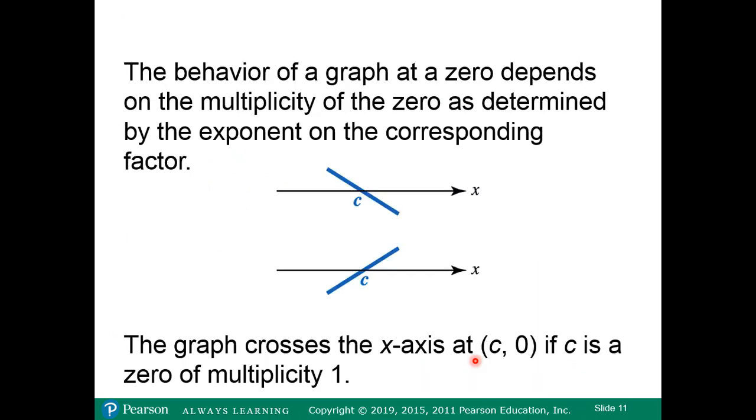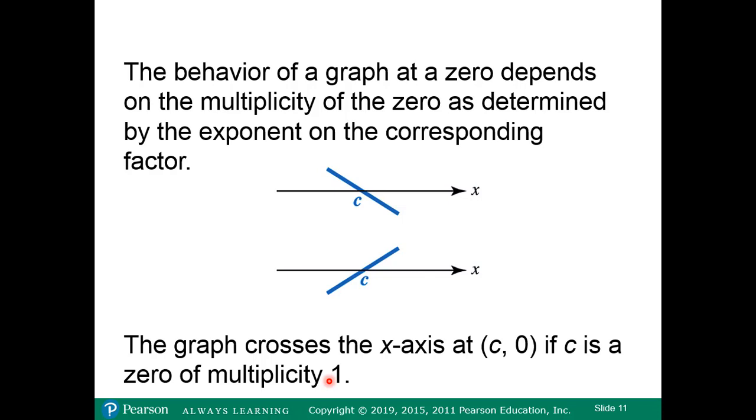Now, the behavior of a graph at a 0 depends on the multiplicity of the 0, how many times it's being repeated. And that's determined by the exponent on the factor. So it could go through here, going down. It could go through that intercept this way, or it could go through the intercept this way. And so at whatever that value is, the graph crosses the x-axis at c if the 0 has a multiplicity of 1.